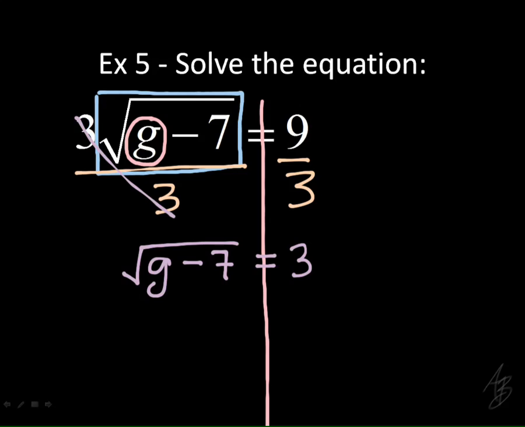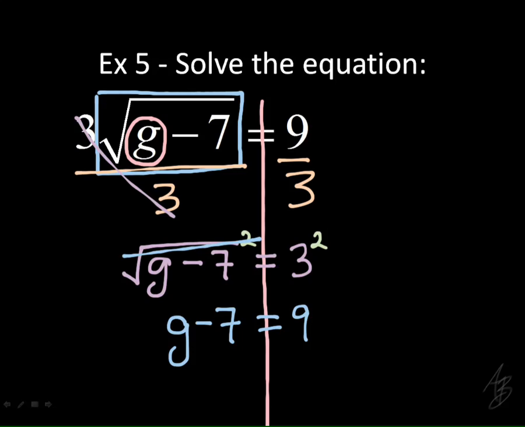Now what? We're going to square both sides. And that square is going to cancel the square root out. So the square root and the square cancel. And what's left on the left side? G minus 7. On the right side, we have 3 squared, which is 3 times 3, which is 9.